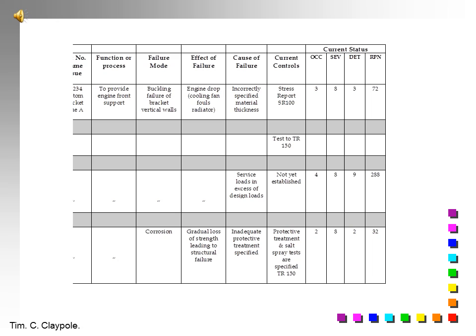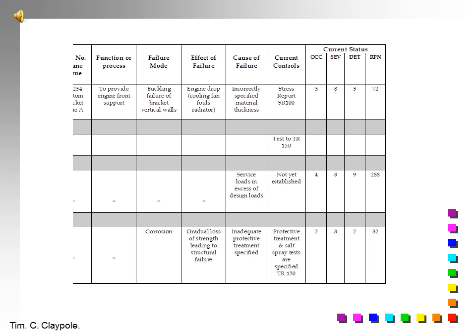The other thing that could happen is that the service loads are in excess of the design loads. This will cause a similar failure. Now, we haven't established what the service failures are, so the occurrence is 4, that might happen. The severity is going to be the same, but our risk of realising whether we have service loads in excess of the design loads is very high. So the risk priority number for this is 288.